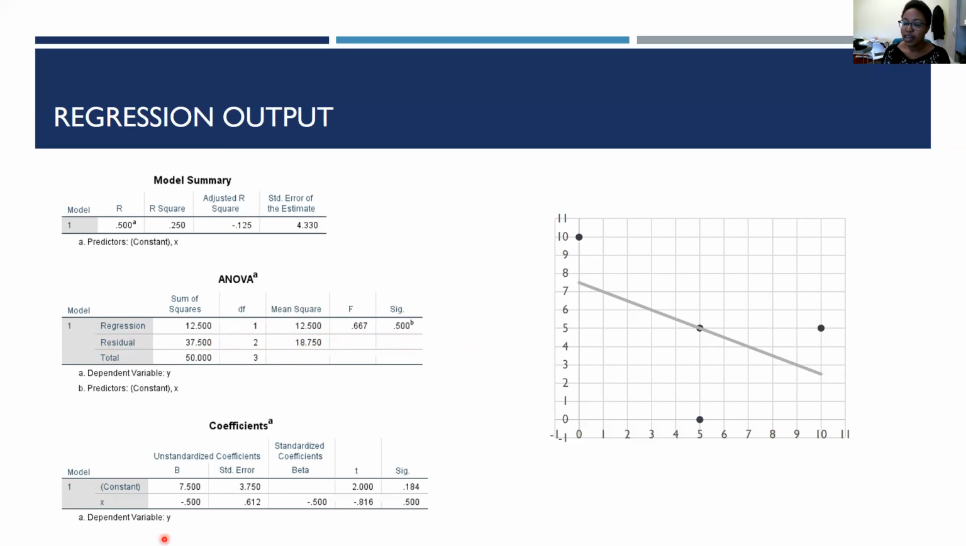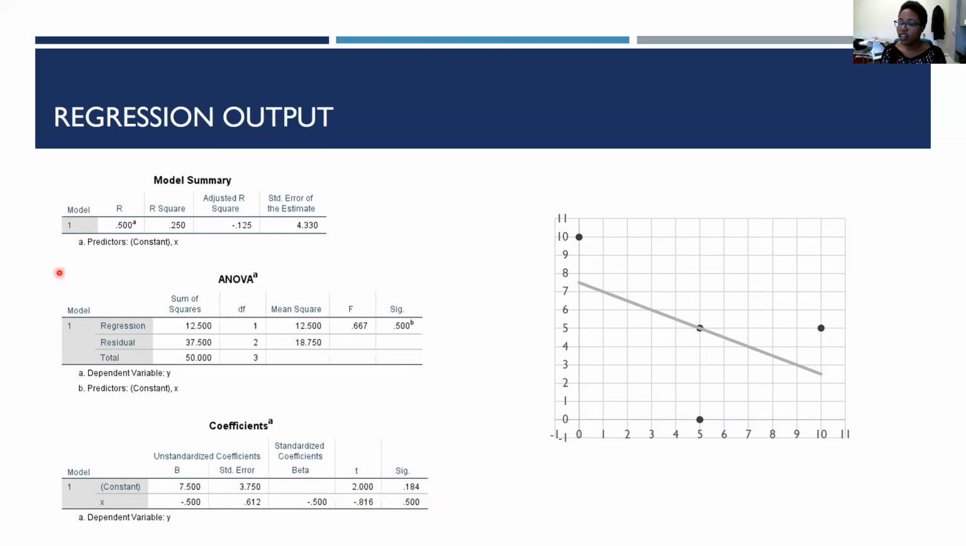And then at the very bottom is where we have our intercept and our slope. Our intercept is right here, the constant of 7.5. And our slope is beside the name of the variable, in this case just x, negative 0.5. And then we have a t and a p-value associated with that slope. Notice we also have a p-value associated with our intercept, but think about why we might not care about that p-value.